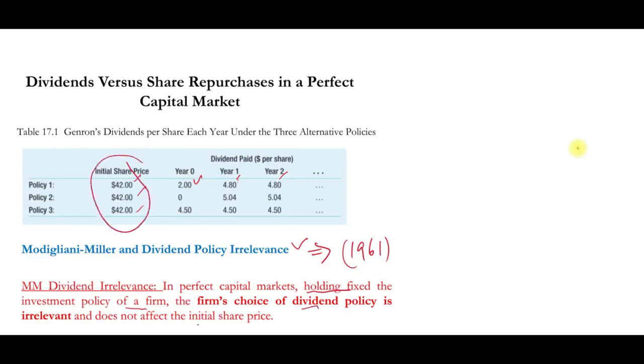Okay, so in other words, like you remember the irrelevance theory of capital structure, right? Capital structure theory was saying that the debt to equity combination is irrelevant for the value of the firm, right? So this is also true, that in a perfect capital market, if we hold the investment policy of the firm constant. So this is very, very important. Holding the investment policy constant, you can say that whatever way the company is paying dividend is really irrelevant for the initial value of the share. Okay, so this is called the first theory, MM theory 1961 of dividend irrelevance.